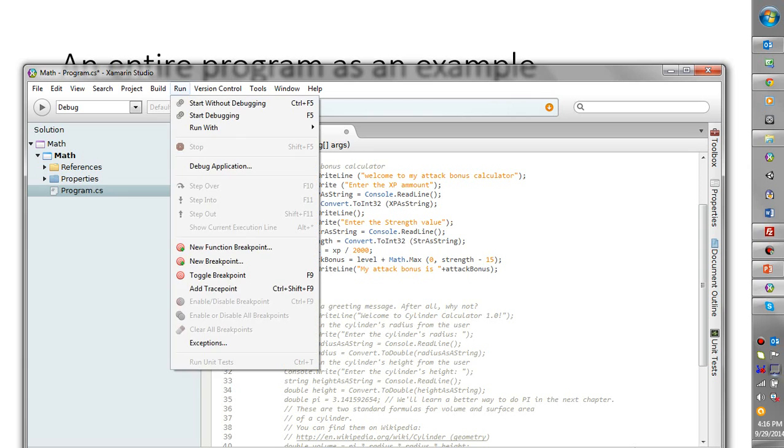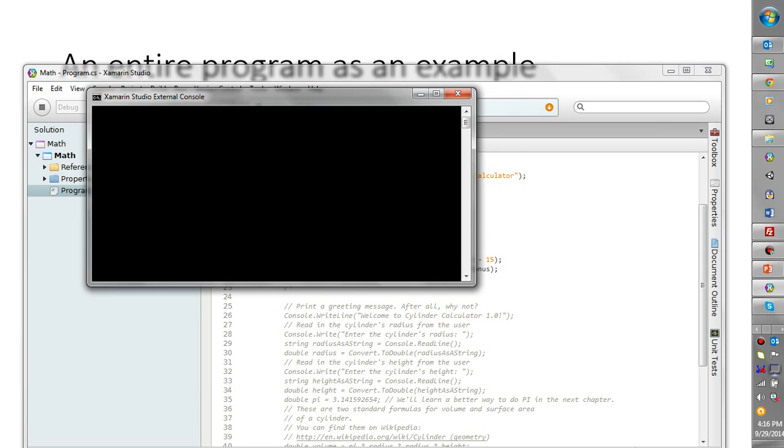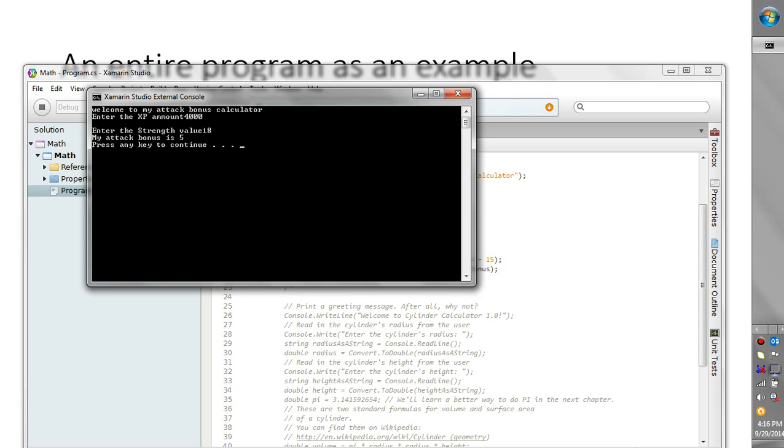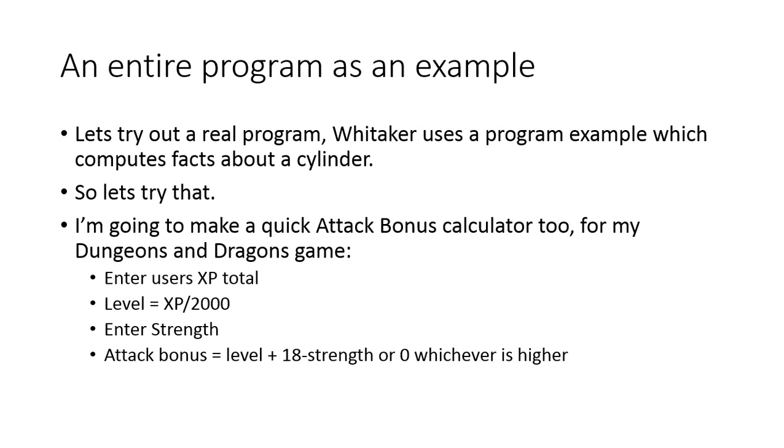So let's take a look at how this works. I'm going to enter my XP amount. Let's say I have 4,000 XP, kind of a second level character here. Say my strength is 18, which is kind of a high strength. And my attack bonus is 5, because it's level 2 plus 3 for the high end of the strength. And that works. And that's basically all I wanted to show you for today.